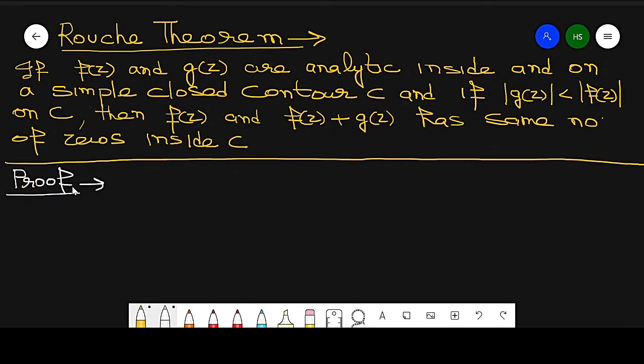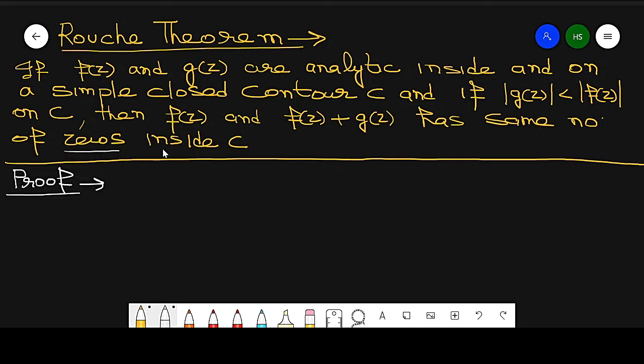Next theorem is Rouche's theorem. The statement of the theorem is: if the functions f(z) and g(z) are analytic inside the simple closed contour C, and if modulus of g(z) is less than modulus of f(z) on C, then f(z) and f(z) plus g(z) have the same number of zeros inside the C.